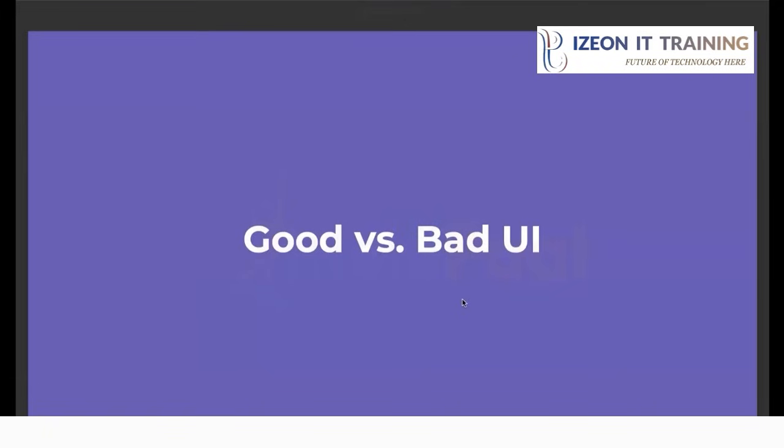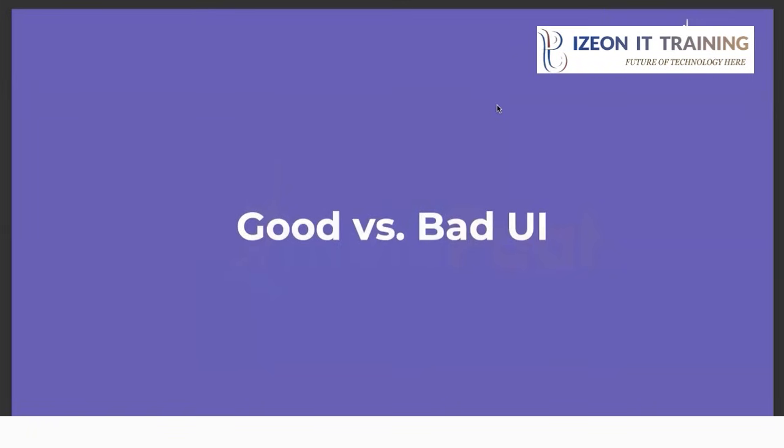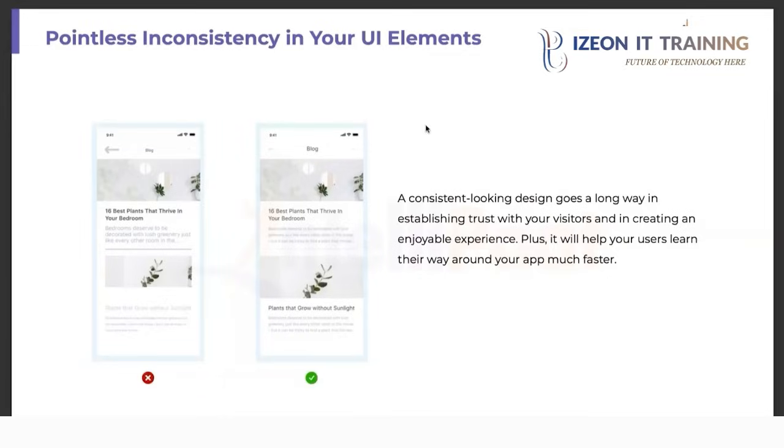Okay, let's see good versus bad UI. It is important to understand what is bad UI so that you won't make those mistakes and you'll always create a good UI. So you can see pointless inconsistency in your UI element.